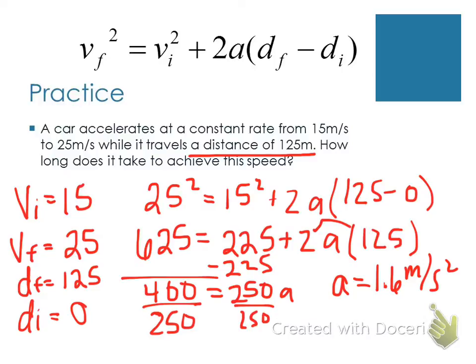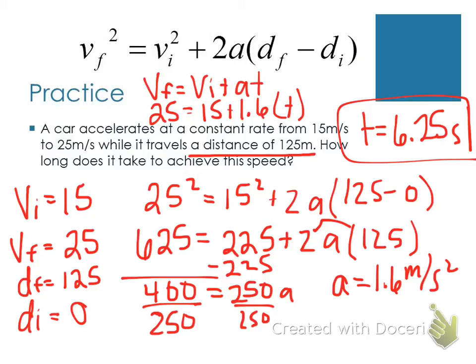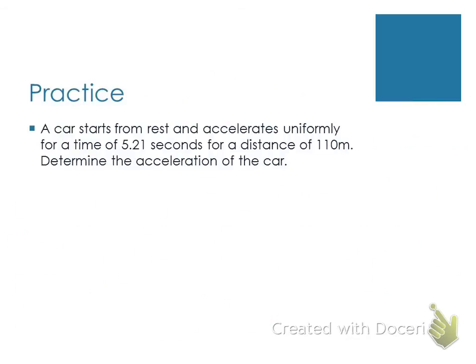What's 10 divided by 1.6? That's what your calculator's for. So now we can go back and use our easy equation to solve for time. So vf equals vi plus at. And we got what for our time? 6.25 seconds. Okay, very good.